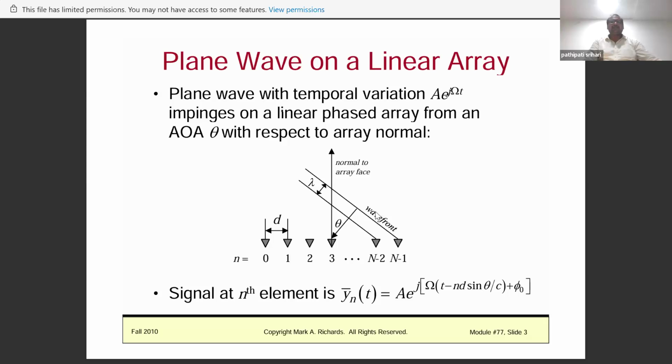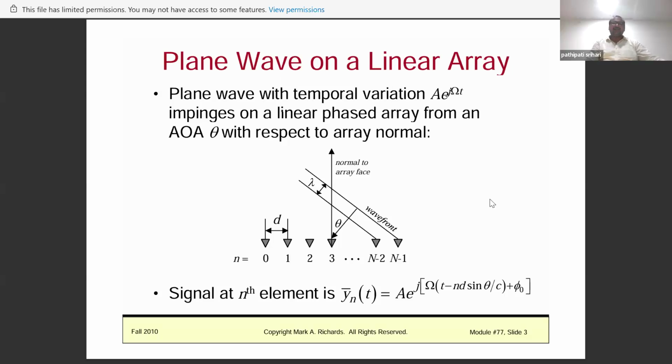Because of the phase difference, you will be getting a path difference. The path difference is leading to a time difference. That time difference is t dash. The t dash is nd sine theta by c, that is getting added to omega into t minus t dash, where t dash is nd sine theta by c, plus phi naught. So this is your signal at the nth element of the antenna array when the wave is a uniform plane wave and the array is a linear array antenna.